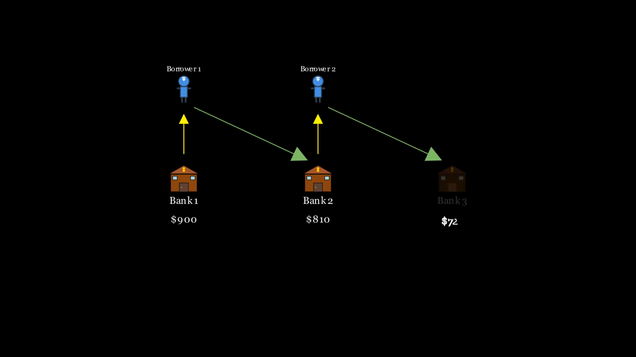But here's where it gets interesting. When the bank lends out that $900, the borrower spends it, and it gets deposited in another bank. That bank then keeps 10% as reserves and lends out the rest. This process creates more money in the economy.